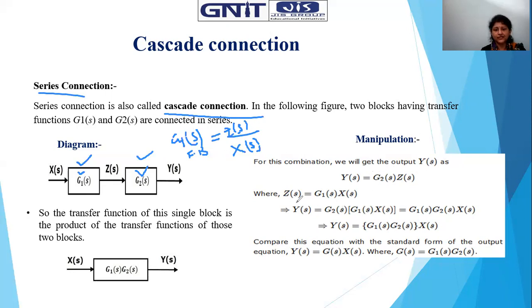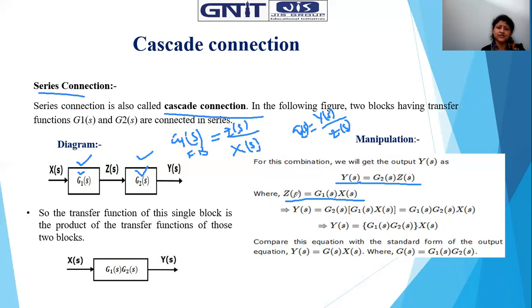While we are getting ZS as G1S into XS, then what will be YS? ZS is the input to the G2 block. So YS will be equal to G2S into ZS, right? Because G2 is the transfer function of the second block. So G2S is nothing but YS divided by ZS, right? Here YS, the ultimate control variable of that system, equals G2S into ZS.